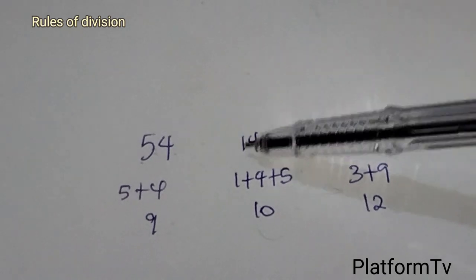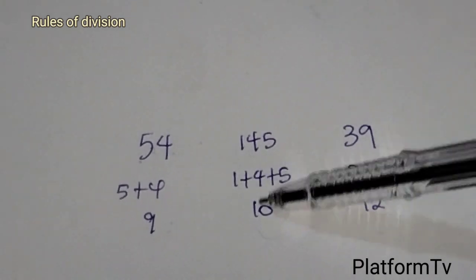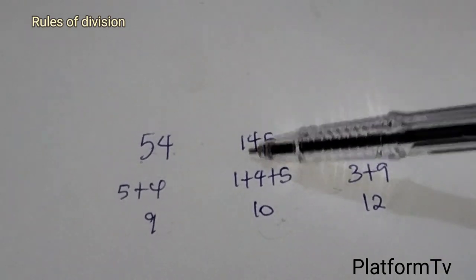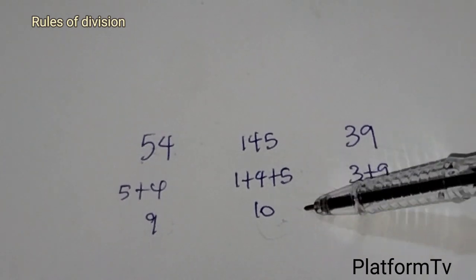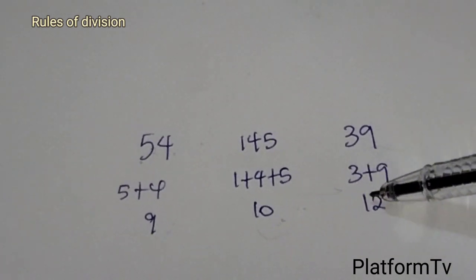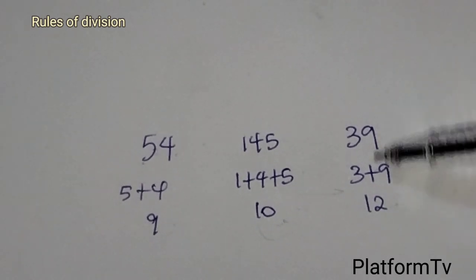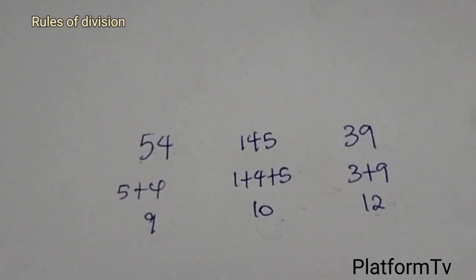And then I have 145. The sum of the digits gives me 10, and 10 is not a multiple of 3. Therefore, 145 cannot be divided by 3. And the last one is 12. 3 multiplied by 4 gives me 12. Therefore, 39 can be divided by 3. So 145 is not divisible by 3. Got it? Definitely. Let's move to the next one.